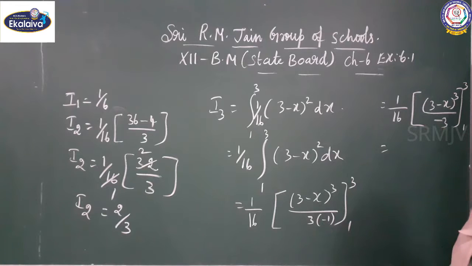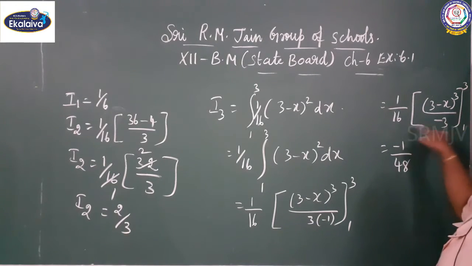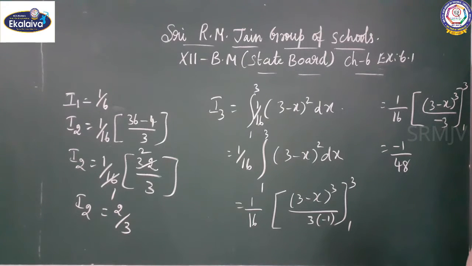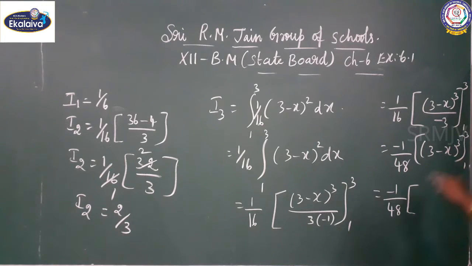So 16 threes are 48. So minus 1 by 48, 16 into minus 3, minus 48, 3 minus x the whole cube. The limit is 1 to 3. Now you can substitute the upper limit. What is the upper limit? 3. Upper limit is 3. 3 minus 3 the whole cube minus lower limit 3 minus 1 the whole cube.